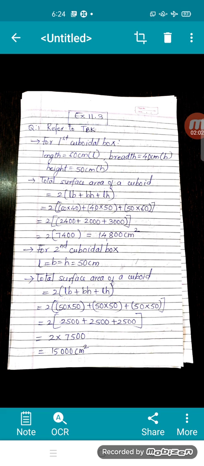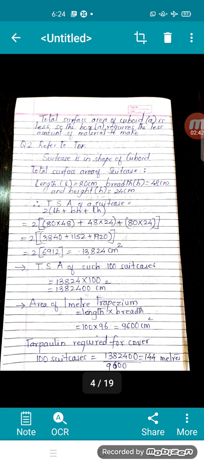Total surface area of a cuboid will be 2 into LB plus BH plus LH. So by putting the values we get 2 into 7400, 14800 centimeter square. For the second box, L is equal to B is equal to H is equal to 50 centimeter. So TSA, the short form is TSA, total surface area of a cuboid. Write the formula. We get 15,000 centimeter square. As the total surface area of cuboid A is less, the box A requires the lesser amount of material to make. Is it clear? Now we go to question number 2.